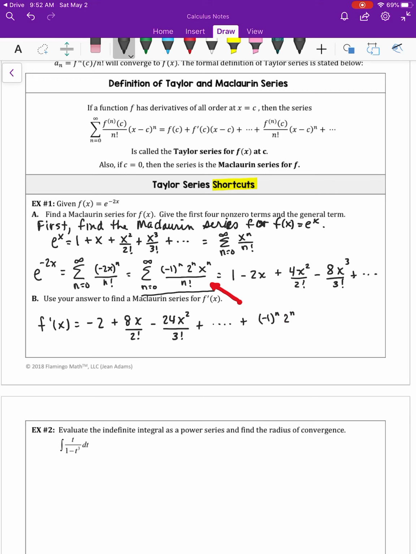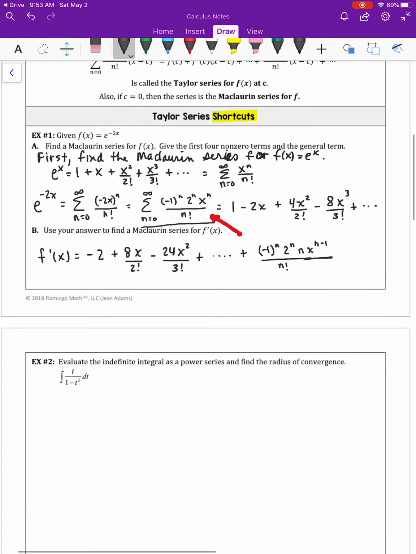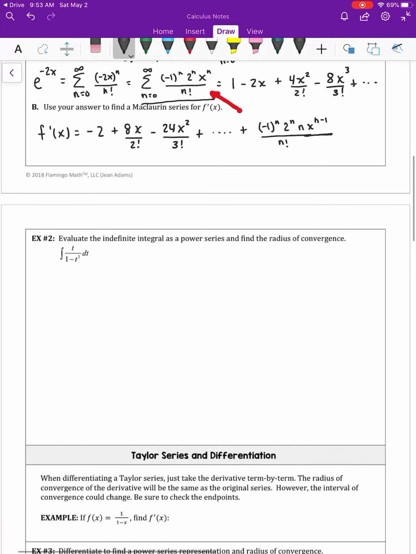And when you want to take the derivative of the general term, we're actually taking the derivative of this guy right here. So plus, and then your (-1)^n doesn't have an x in it, so it just stays the same. 2^n stays the same, and so does the n factorial. The only thing you're taking the derivative of is this x^n. So this would be n times x^(n-1). And that's your answer to part B. So that wasn't too bad.